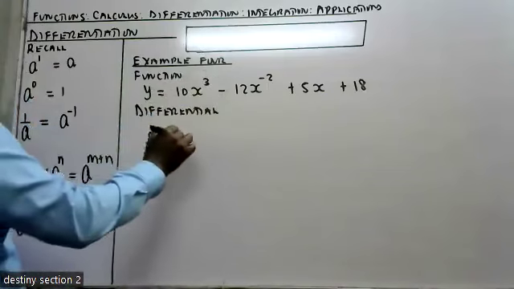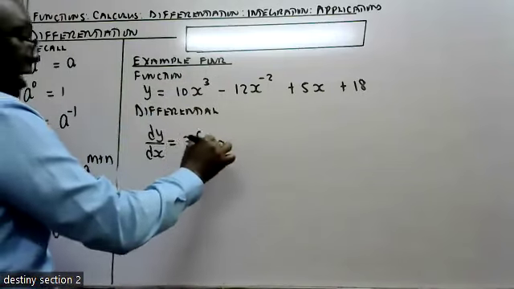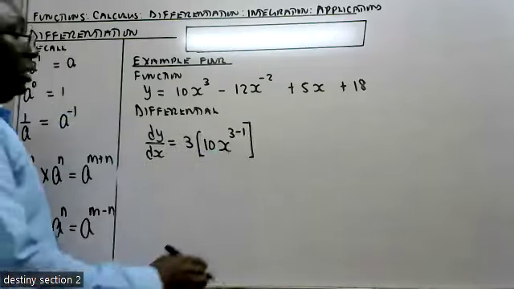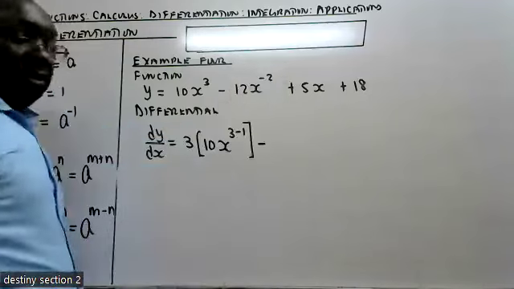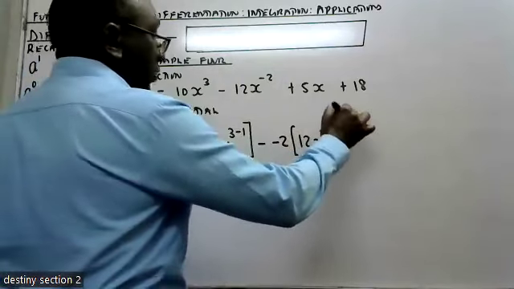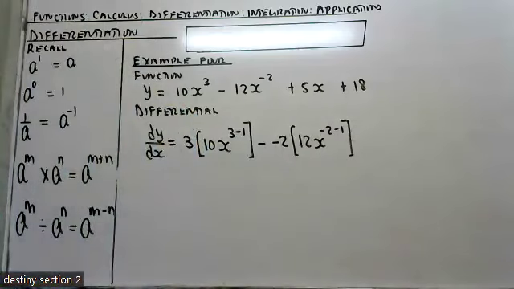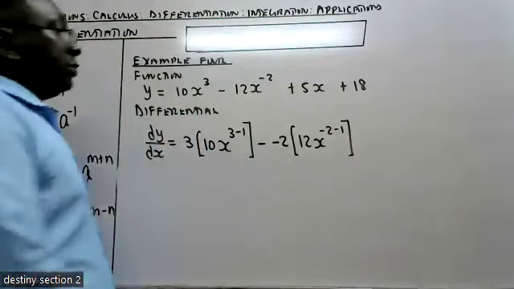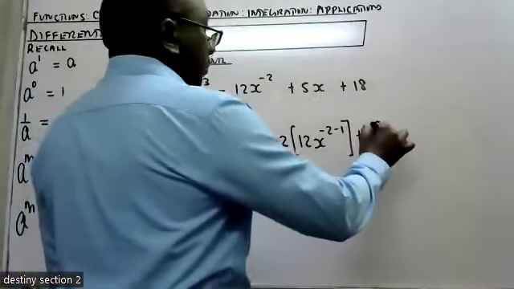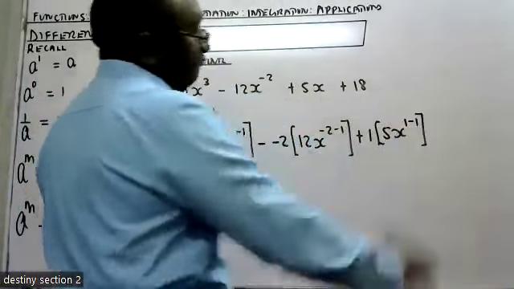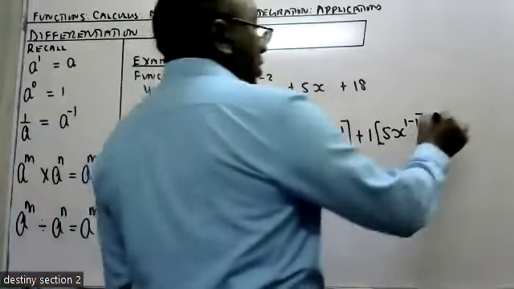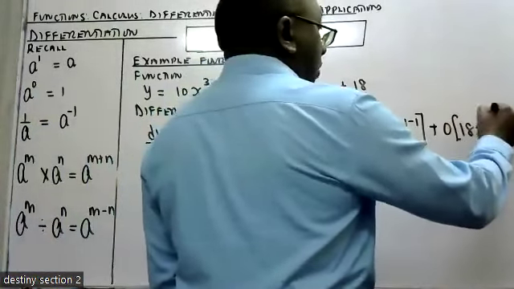Now take the original power 3 and use it to multiply 10x cubed, and you less 1. Then we say minus, take this one, it is minus 2. You multiply 12x to the power minus 2 minus 1. Then this one, it is 5x raised to the power 1, so it is 5x raised to the power 1 minus 1. And this one, it is 18x raised to the power 0, then you less 1.